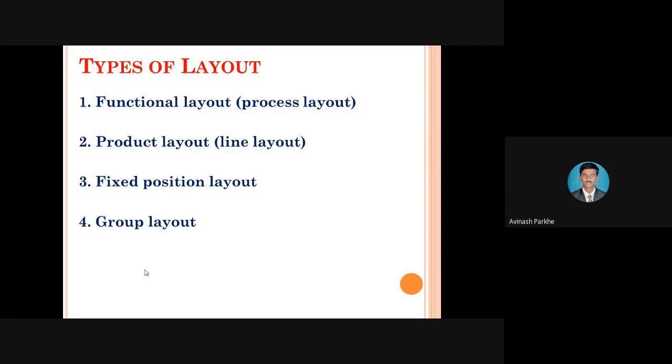According to that particular type of layout, we have to set the sequence of operations. After that, we have to set the sequence of machines, and then we'll start the actual production in that particular industry. So these are the 4 layouts. In detail, we are going to discuss all these particular layouts.